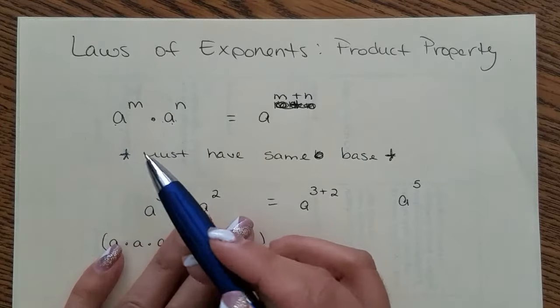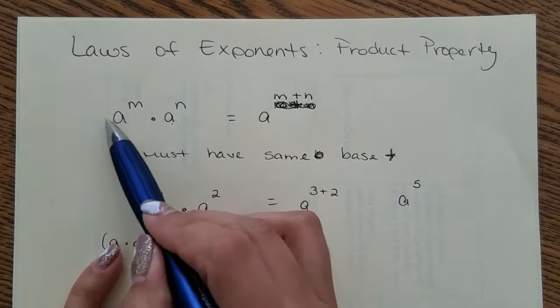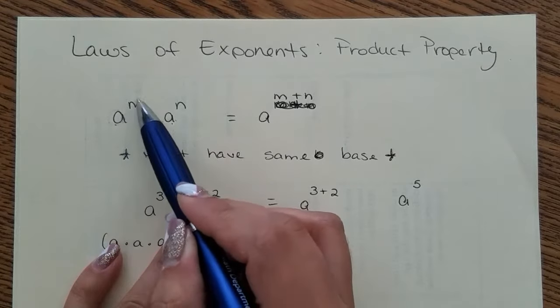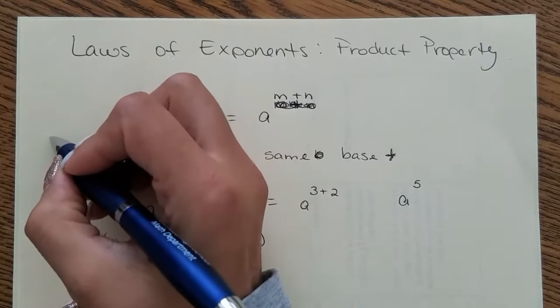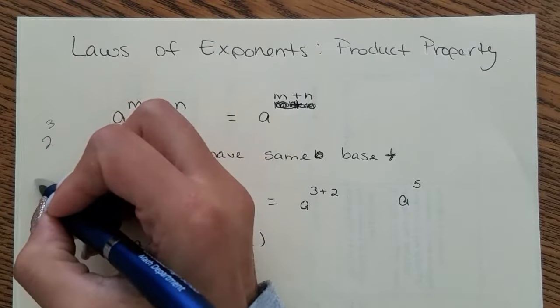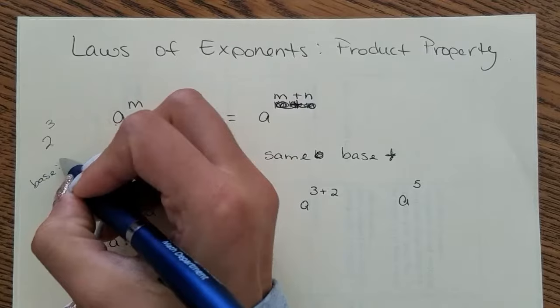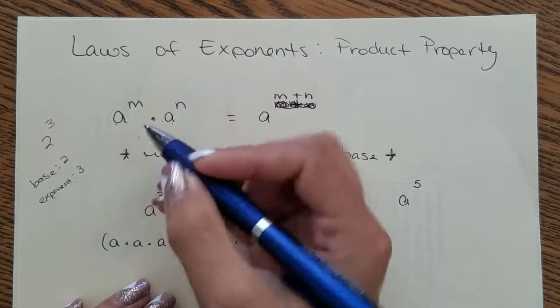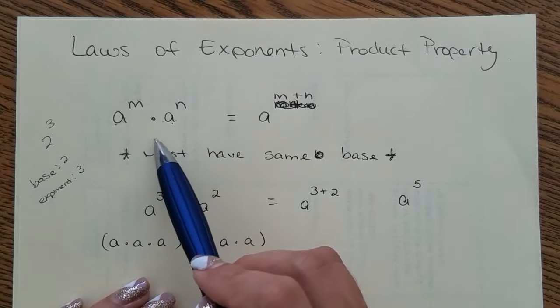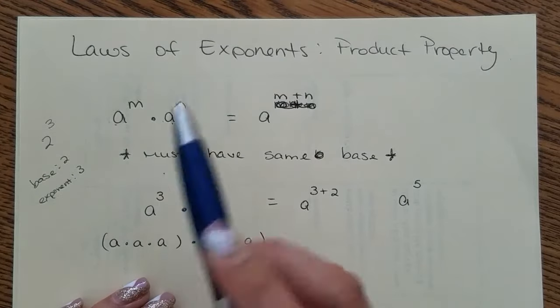Now, one of the number one rules that you'll see throughout most of these videos is that when you are applying these properties, you have to have the same base. So the base is the number here at the bottom, and then your exponent is whatever you have at the top. So like if you have something like 2 to the third, your base here would be 2, and your exponent or your power would be 3. Okay, so when you are applying the product property, you have to make sure that you have the same base.